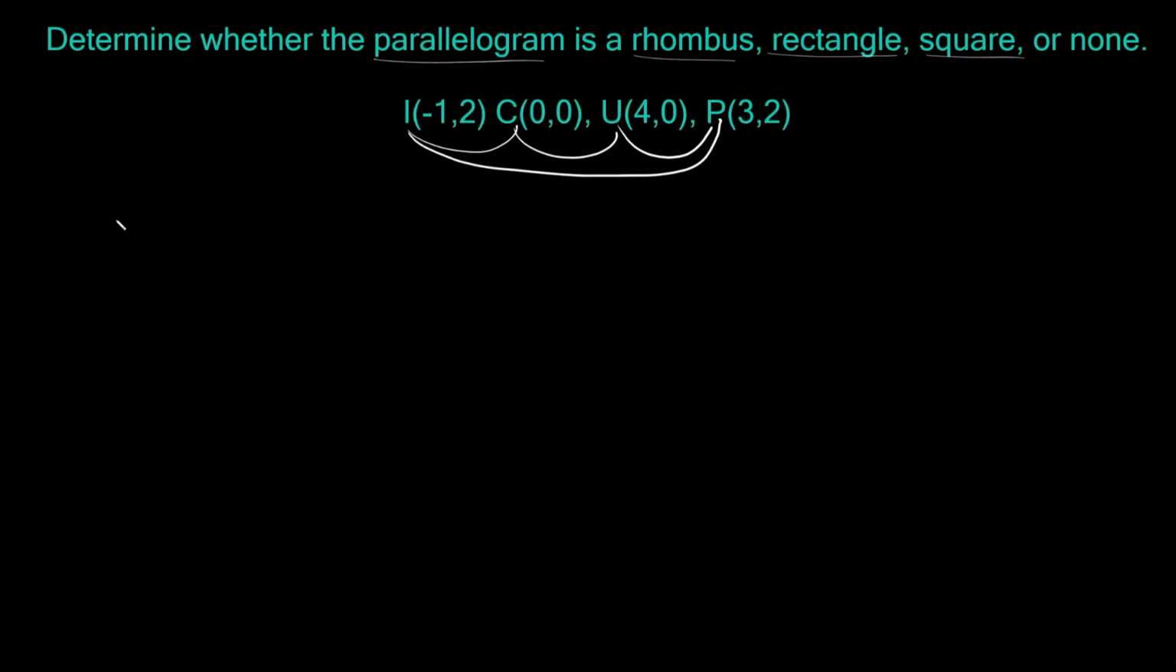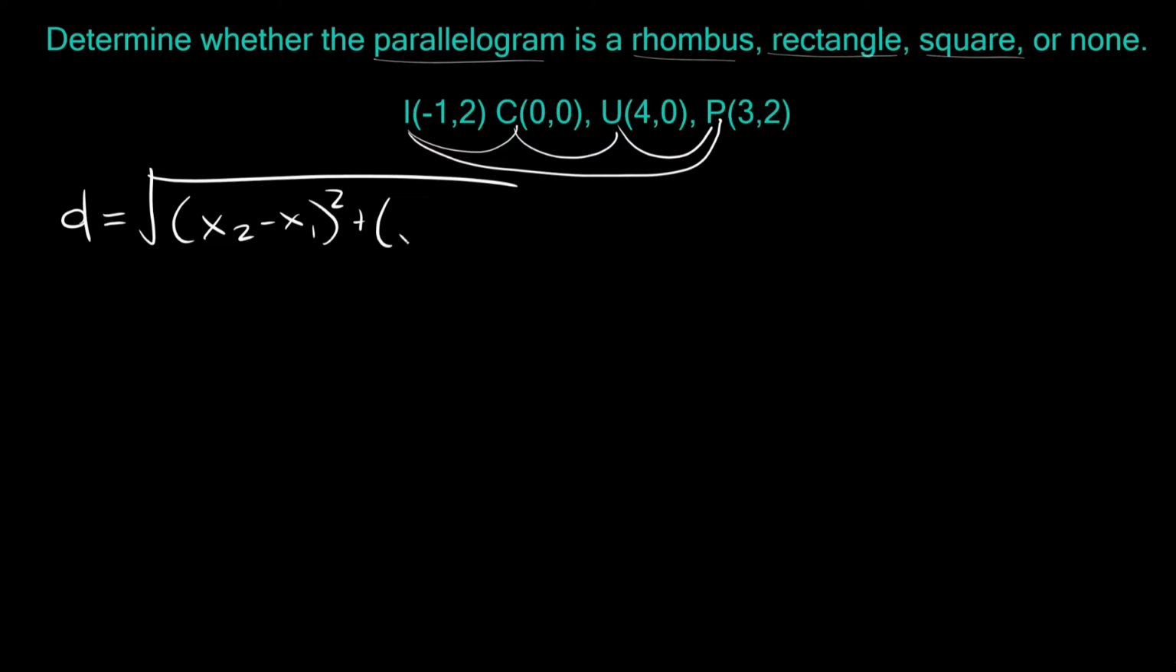And the way that we find lengths or distances in the coordinate plane is by the distance formula. Again, the distance between any two points is equal to the square root of x2 minus x1 squared, plus y2 minus y1 squared. So let's first start by finding the distance from I to C. So the distance I to C is equal to, again, this big old square root.